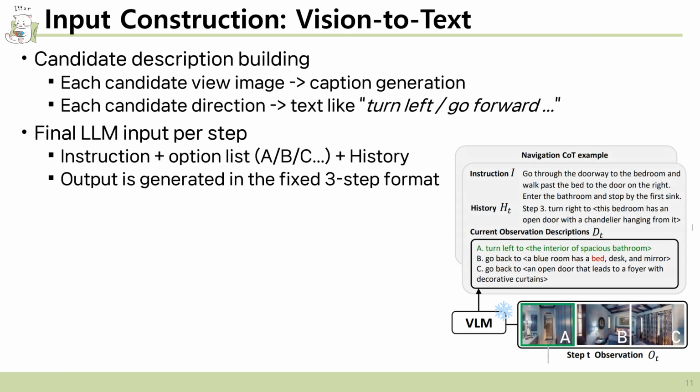Next, how do they build the input to the LLM? They use a vision-to-text setup. For each candidate view image, they generate a caption. They also convert the direction info into simple text, like turn left or go forward. Then each option becomes something like option letter plus direction text plus caption text. For each time step, the final input includes three parts: the instruction, the list of options, and the history of the past steps. With this input, the model generates the fixed three-step output we just saw.